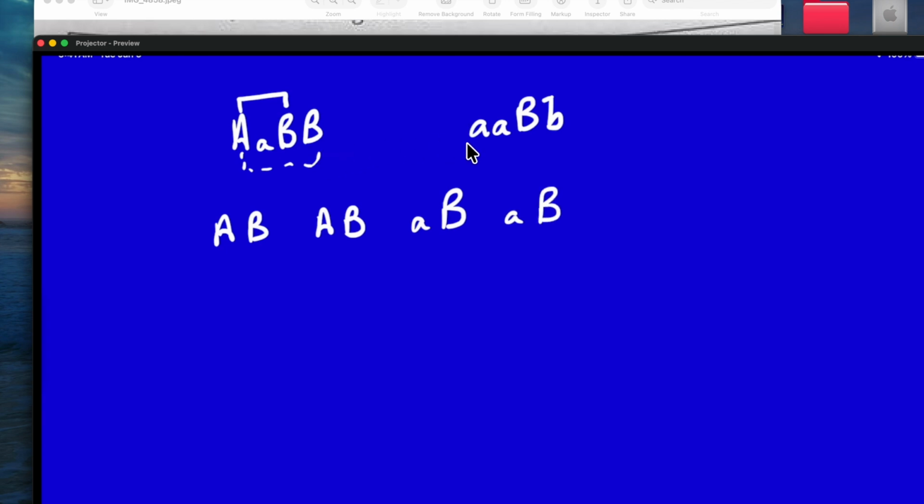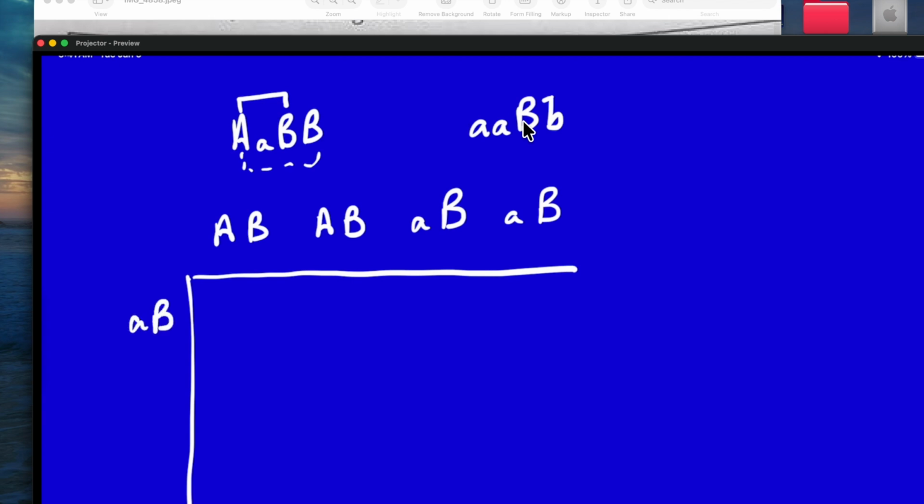Okay, for the second one, down the vertical side of the Punnett square, we're going to do first times first, that's small a, capital B. Outside, small a, small b.